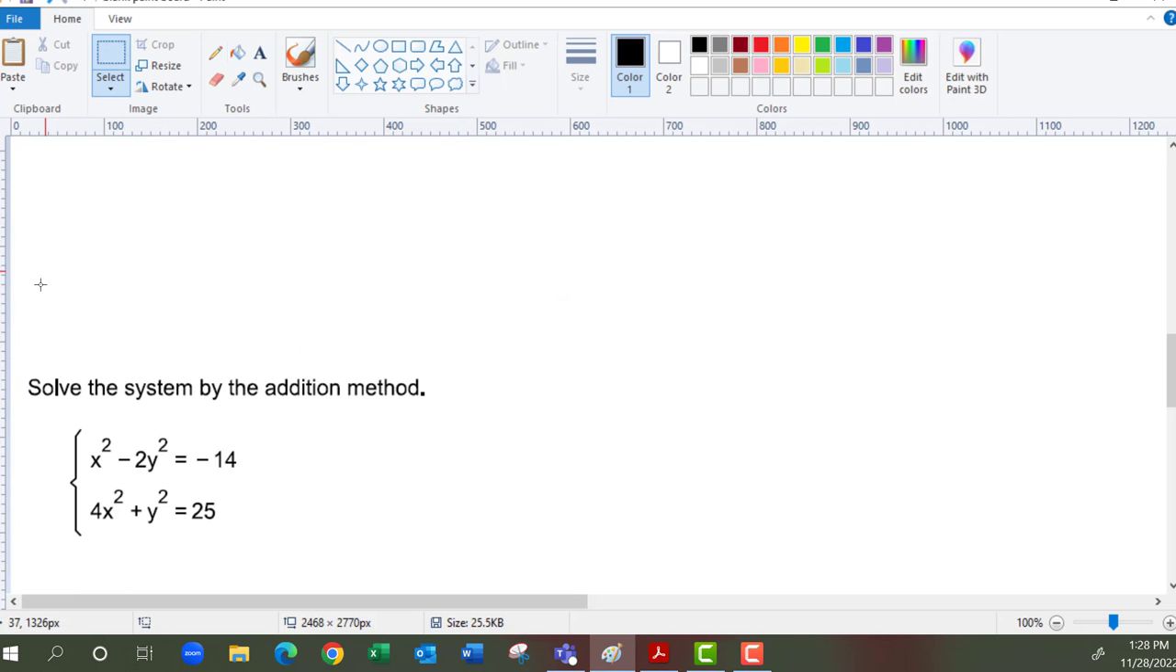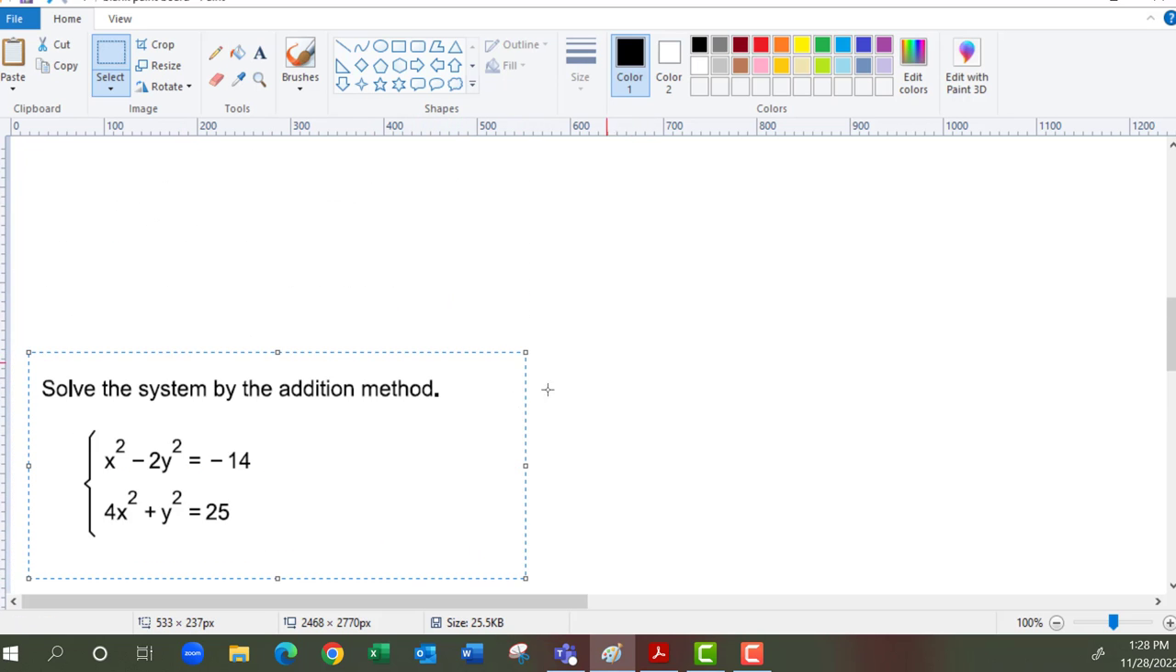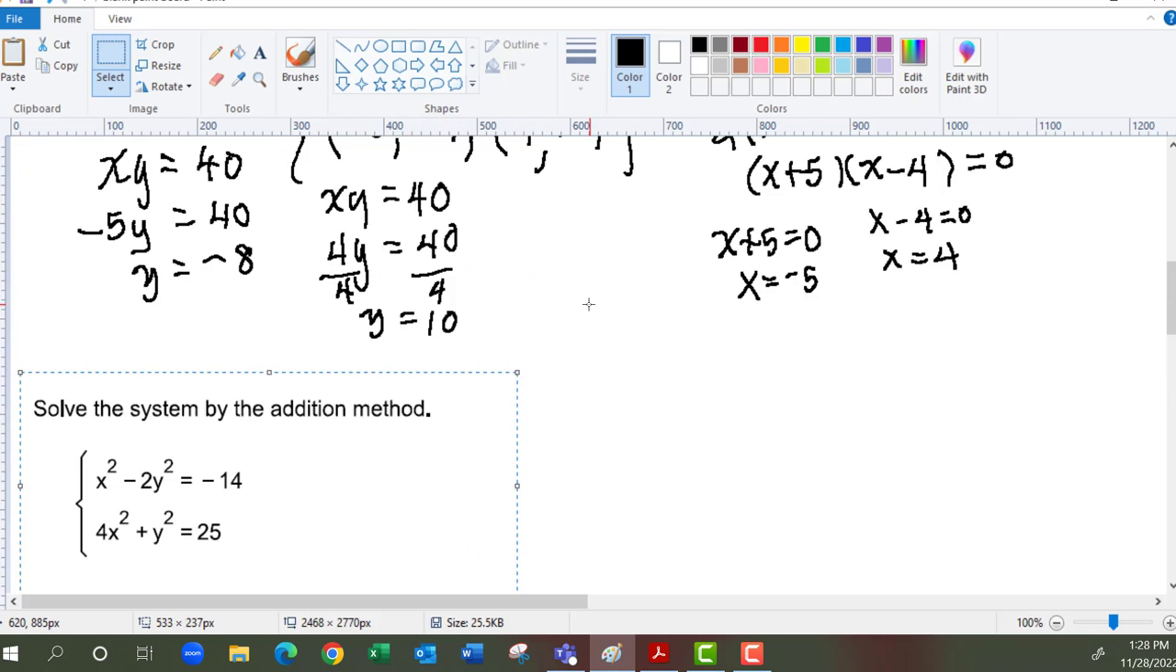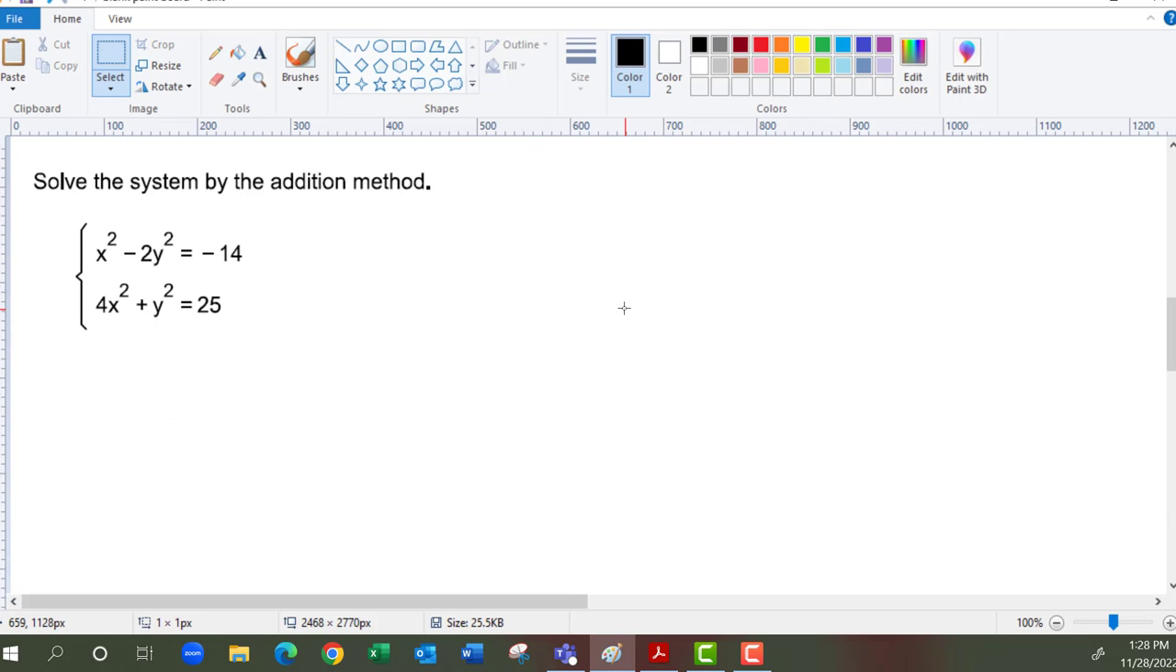Last example. This time we're going to solve the system by the addition method. Now the addition method works well when neither of these equations is easily solved for x or y. And it's not easy to solve for x or y if you have x squared or y squared, because that would involve taking the positive and negative square root. And you definitely don't want to get into that.